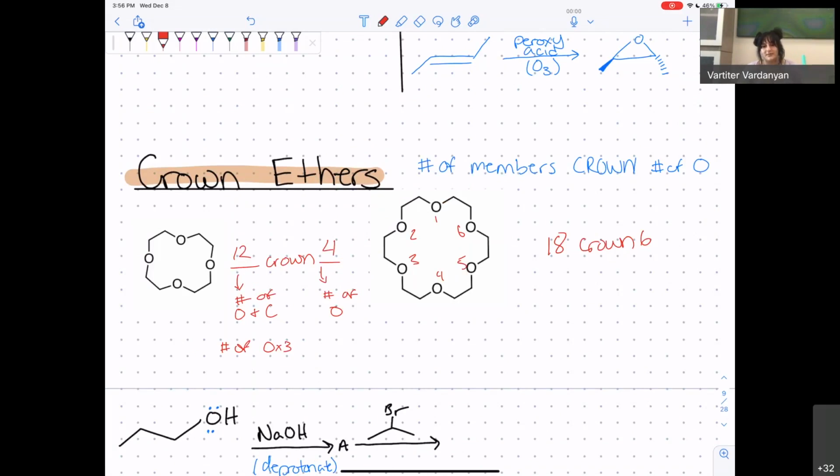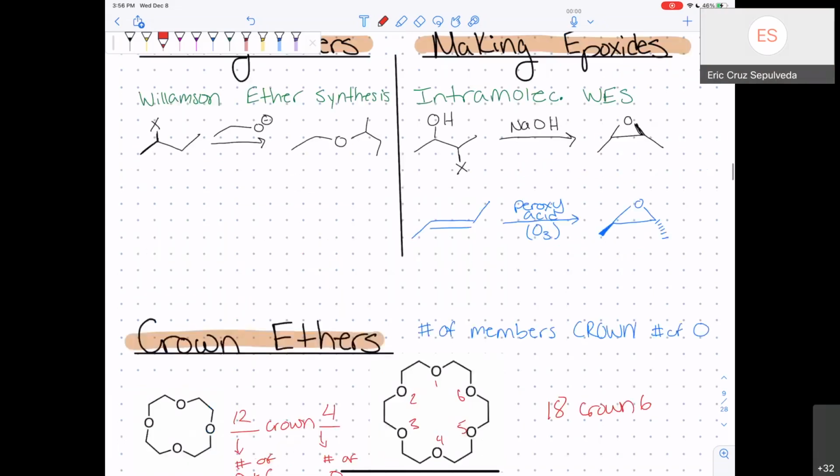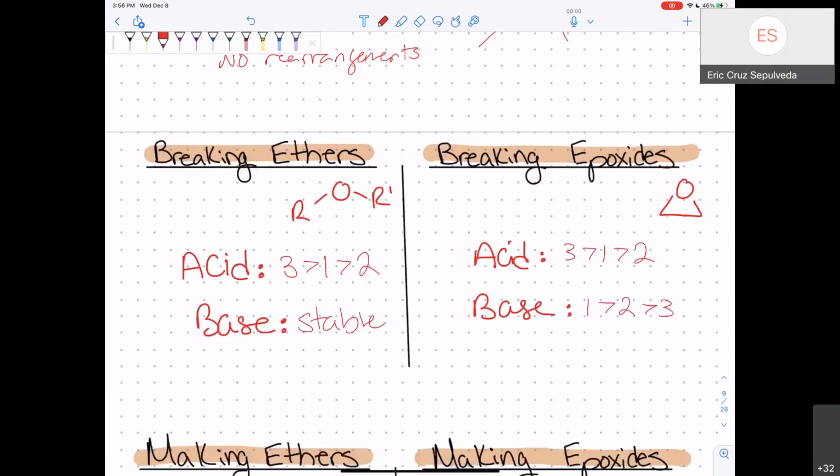Questions, comments, concerns? For the breaking ethers, it says there's no reaction for the base on the sheet you put on Canvas. Yes, there's no reaction. It's stable. Oh, okay, so it's stable and no reaction the same then. Yeah. Okay, cool.